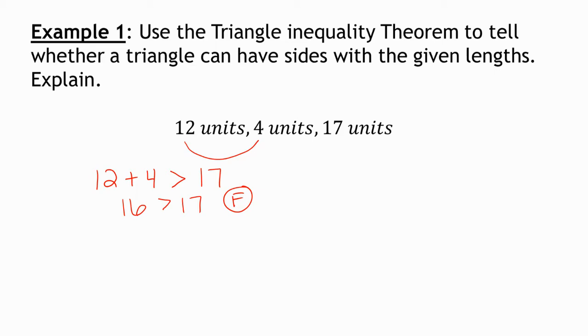Now, if it did work, I would need to test all variations of the three numbers. So I would also need to try, let's say, 12 and 17 would need to be greater than the other side. You're only using three numbers, right? So you want all the different combinations. And then 4 and 17 should be greater than the other side, which is 12. And I believe that's all the different combinations you would have there. 17 and 4, 12 and 17, 12 and 4.